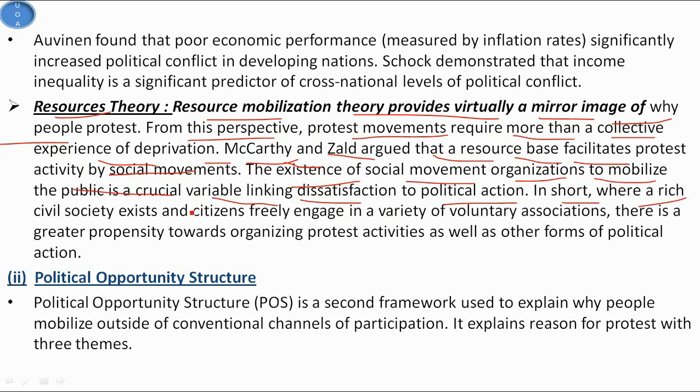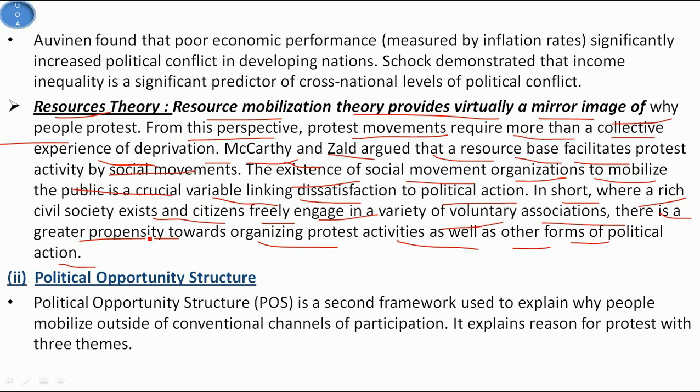In short, where a rich civil society exists and citizens freely engage in a variety of voluntary associations, there is a greater propensity towards organizing protest activities as well as other forms of political action. So more broadly, the socio-economic development of a nation creates a resource environment that might stimulate collective actions. Extensive non-governmental organizations and other civil society groups are more likely to exist in affluent nations that possess the resources to support a large voluntary sector.